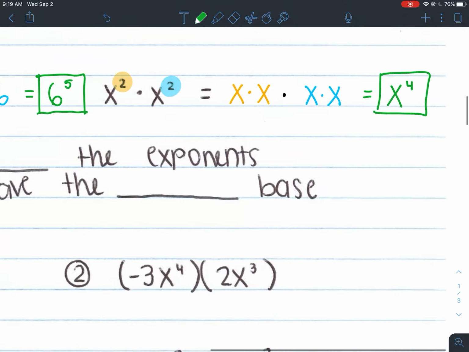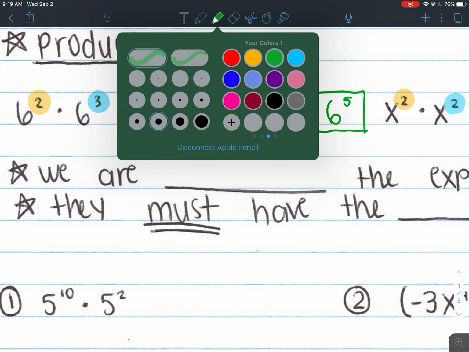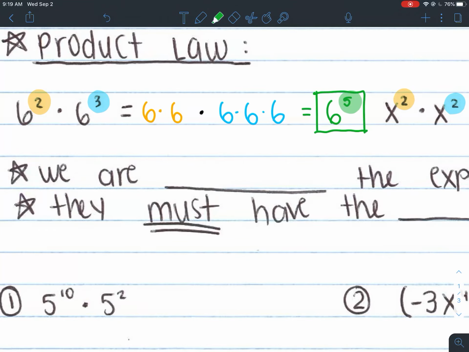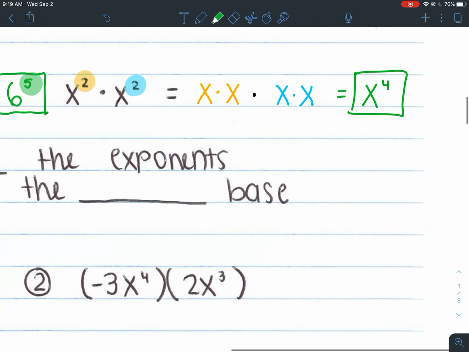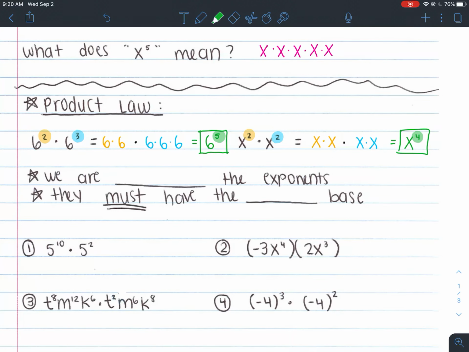So I want you to look at the exponents and where they ended up. So we had 2 and 3, and then we ended with 5. Then we had 2 and 2, and we ended with 4. So what are we doing to the exponents? How do we get from the beginning exponents to the end exponent? We are adding the exponents, right? Because the 2 plus the 3 here made the 5, and then 2 plus 2 made the 4 over here. So we are adding the exponents essentially.